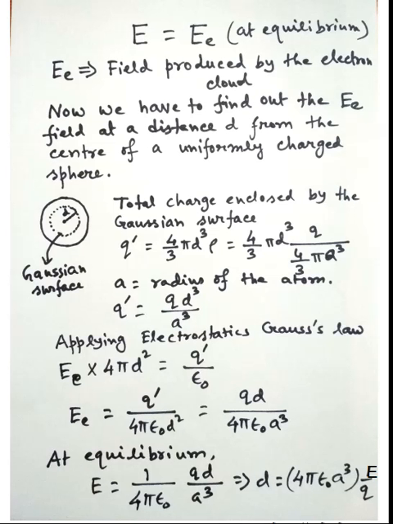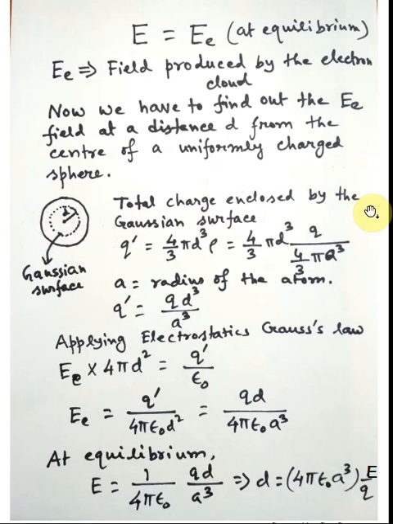So at equilibrium, the external electric field and the electric field produced by the electron cloud will be the same. Now we have to find out this electric field due to the electron cloud at the distance d from the center of the uniformly charged sphere. To find this, we have to apply the electrostatic Gauss's law.